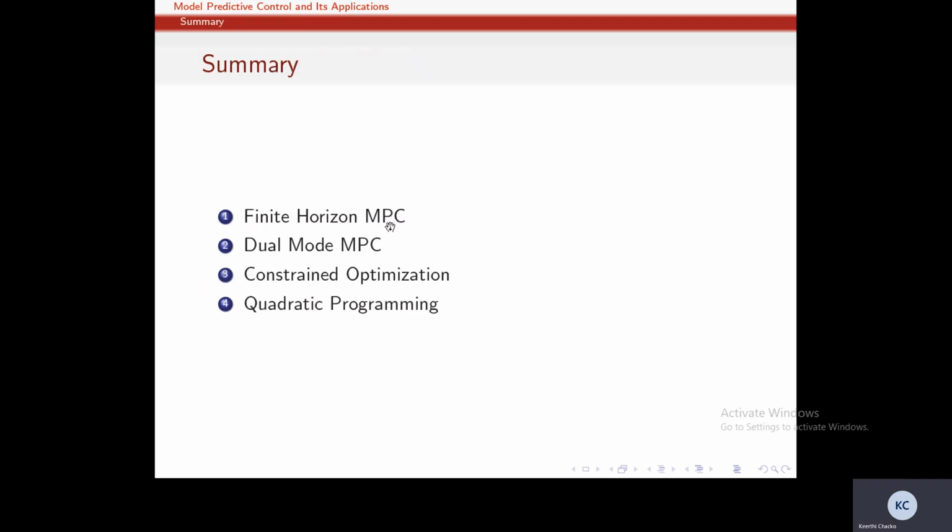In this lecture, we have seen finite horizon MPC, dual mode MPC, constrained optimization and the conditions that the optimization problem should satisfy, then quadratic programming, and an example of using quadratic programming.